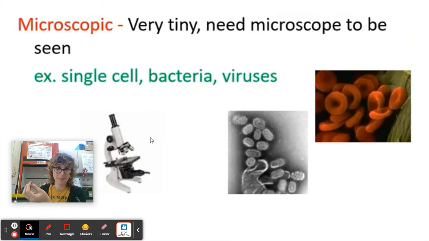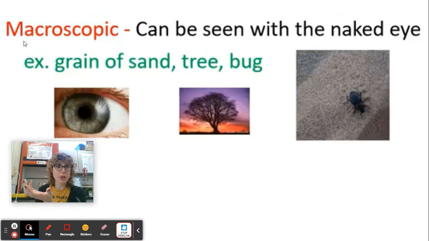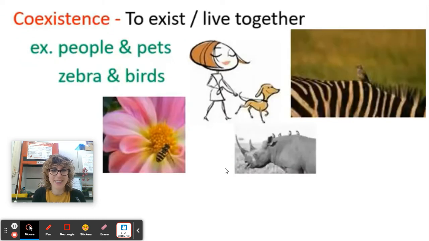On the other hand, we have a term called macroscopic. These are things that can be seen with the naked eye. So even a grain of sand, even though it's super small, I can still see it without a microscope. Therefore, it is macroscopic. We could also think of something really big, like a tree. A tree is definitely macroscopic. I don't need a microscope to see it.